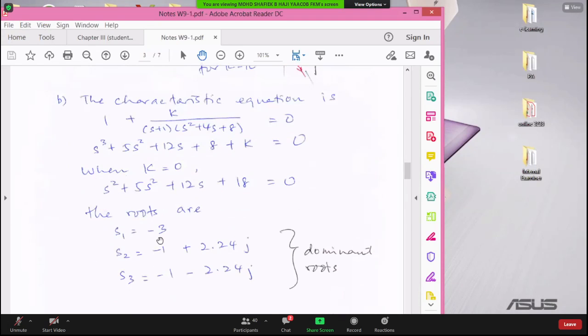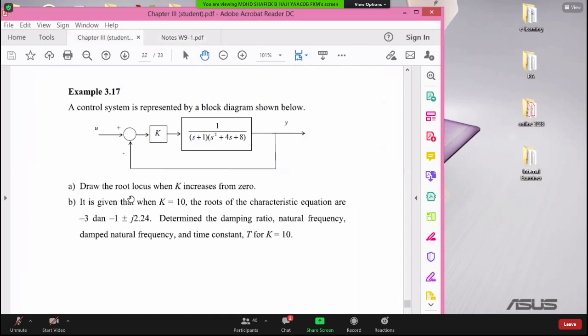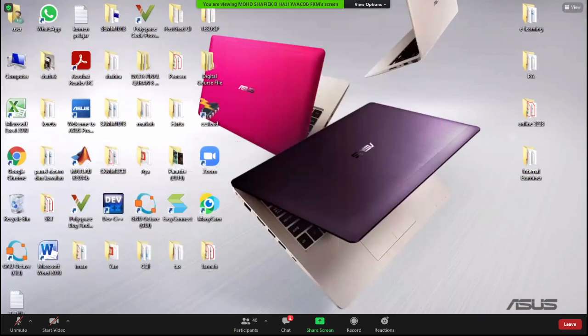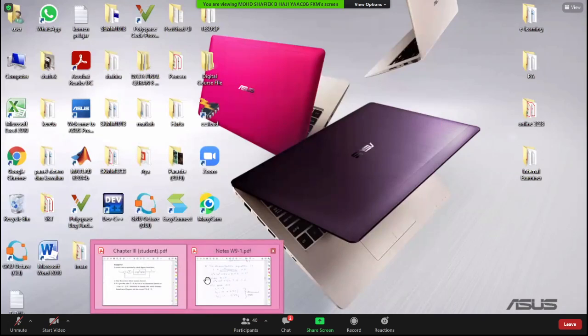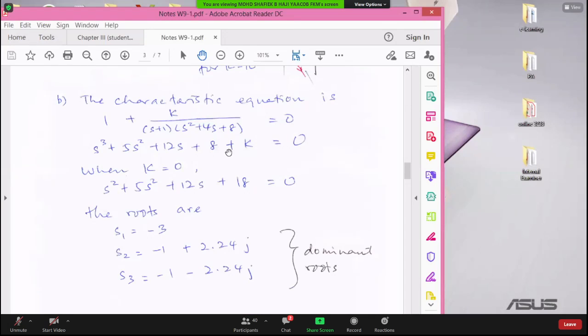And now you can find the roots, which are -3, -1 plus 2.24j, which is the same thing as given in the question. Sometimes the roots are given, sometimes they are not. If not given, you need to compute using the characteristic equation. Substitute the value of k, and then you get the roots. Now the dominant roots are the ones closer to the origin.